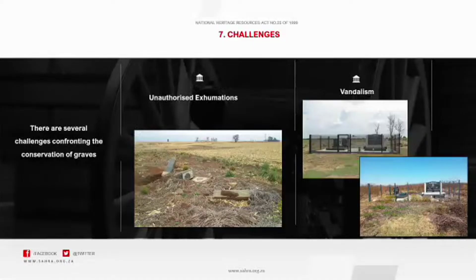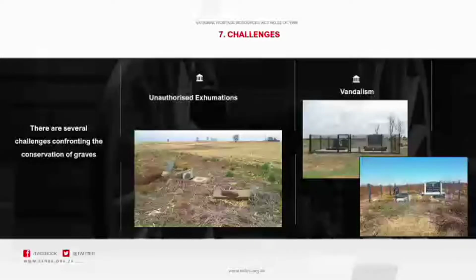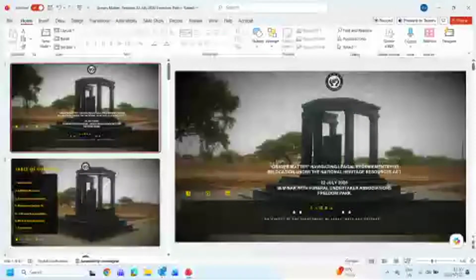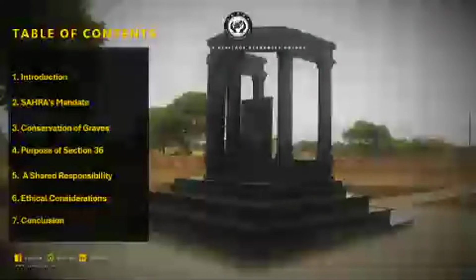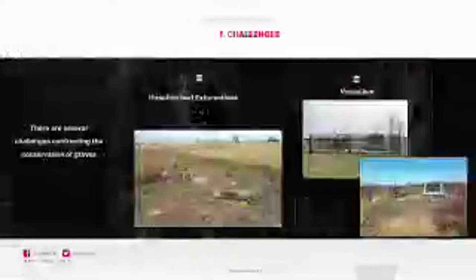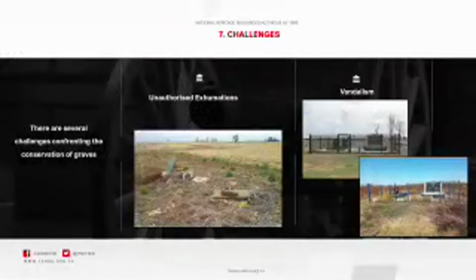Well, these are the challenges that we have as I'm going to begin winding down. We have challenges of unauthorized... The picture that you are seeing there, which is at the bottom, I think I moved forward too quickly. What we are beginning to see in the sector is the unethical, unauthorized exhumations that have happened.